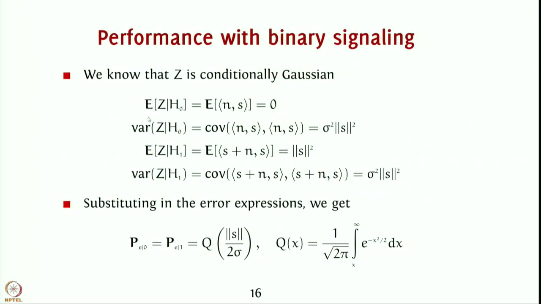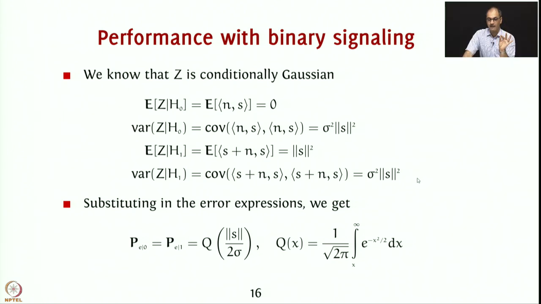And this is where our slide comes in. We use the fact that under hypothesis H0, Z has 0 mean and sigma square norm S square variance. Under hypothesis H1, Z has norm S square as mean and the same variance. Now we have the recipe for making the correct decision. Unfortunately, even with what we think are correct decisions, there can be errors.